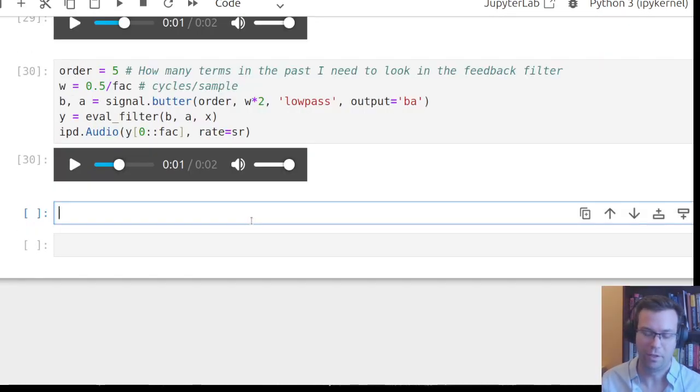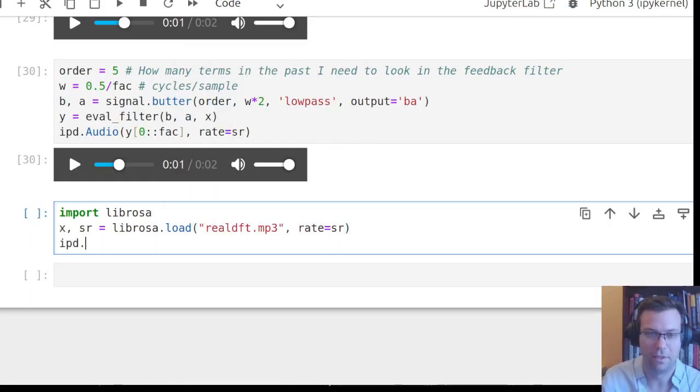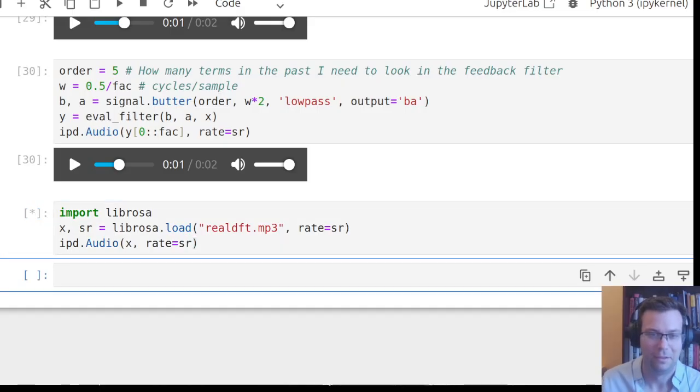So for another application, let's load in one of the best remixes ever in history by one of my students, Joe Lyons, in spring 2021. So this is the real DFT. If I listen to this, here's what it sounds like.